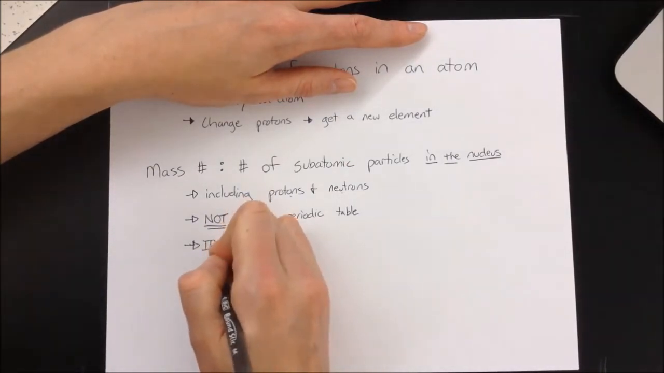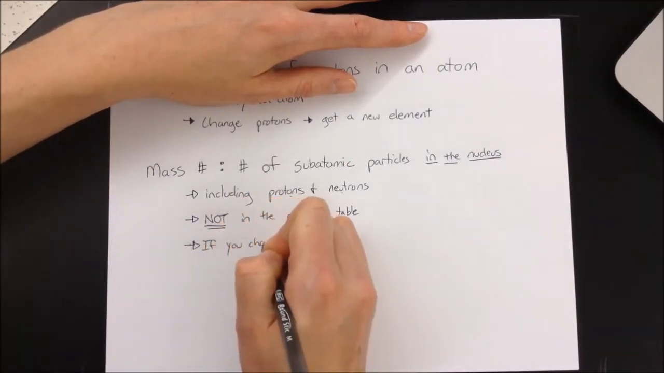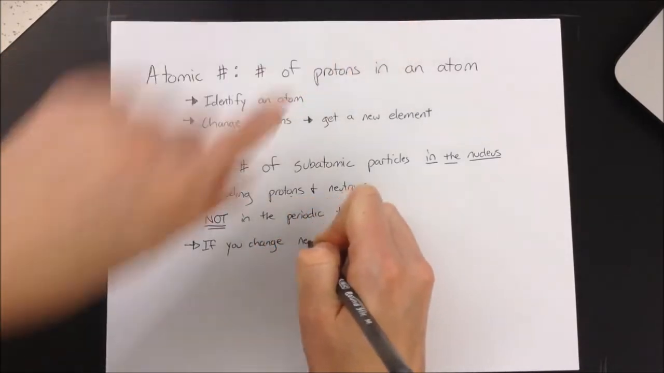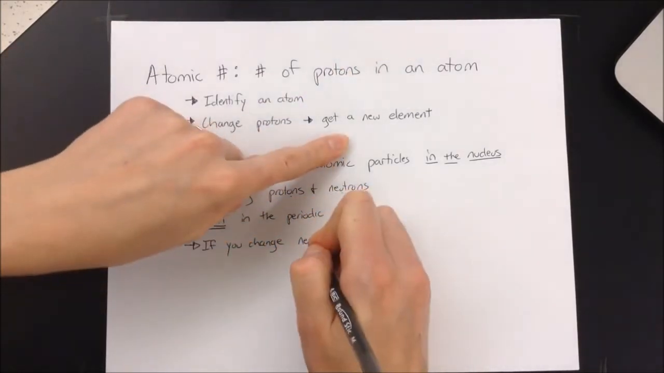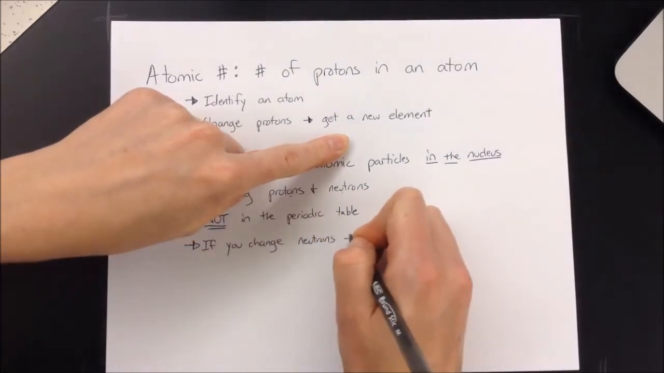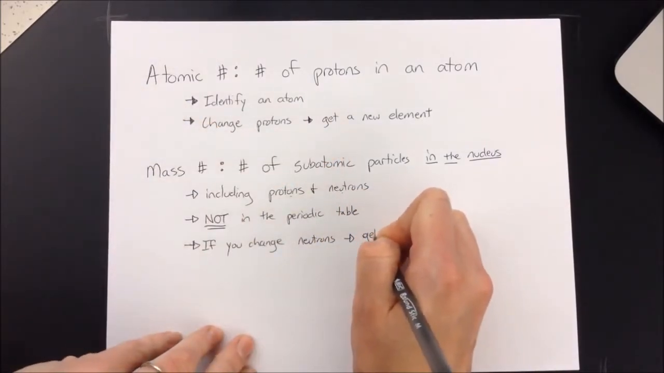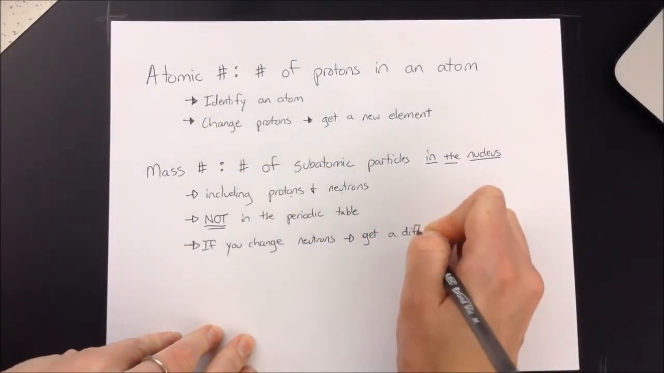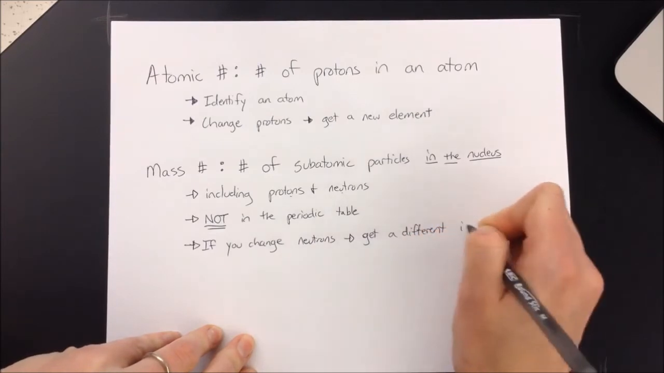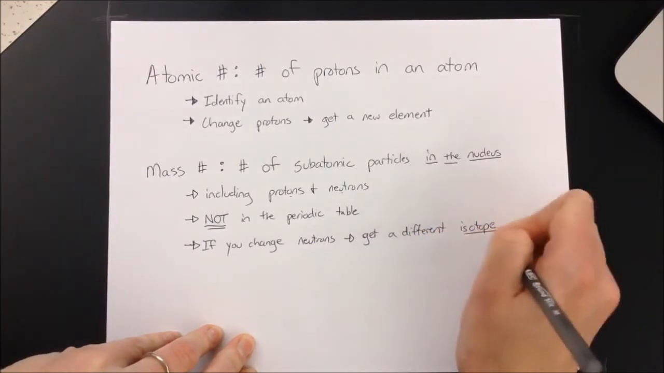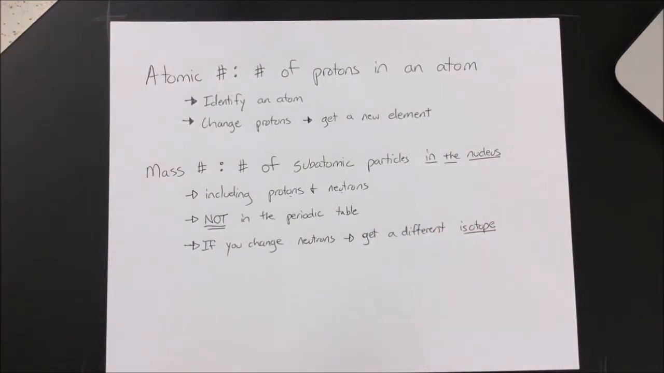If you change the protons, you're going to get a new element, but if you change the neutrons, you get a different isotope. And an isotope is just a fancy word that means an atom that has the same number of protons but a different number of neutrons. So that's an isotope.